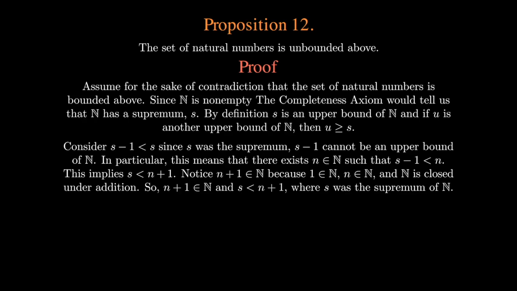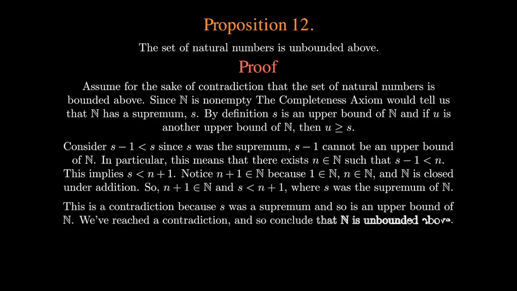So n plus 1 must be in the naturals, and s is strictly less than n plus 1, where s was the supremum of the naturals. This is a contradiction because s was a supremum, and so it is an upper bound of the naturals. Thus, we've reached a contradiction, and we can conclude that the naturals are unbounded above.